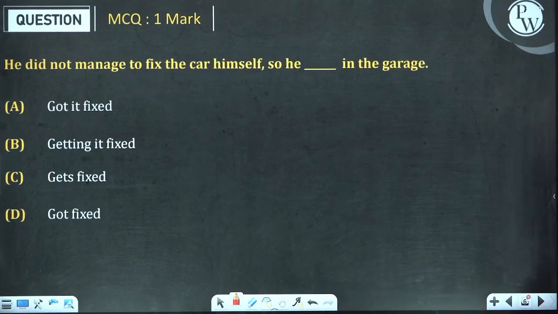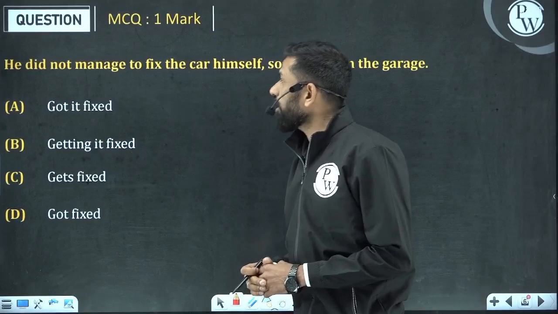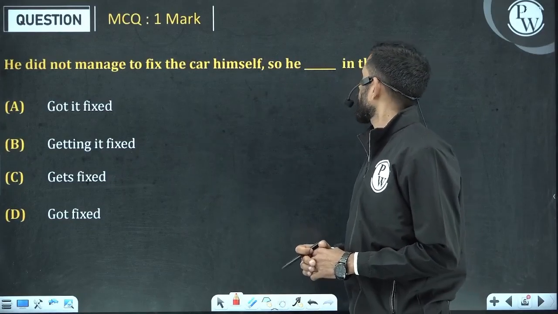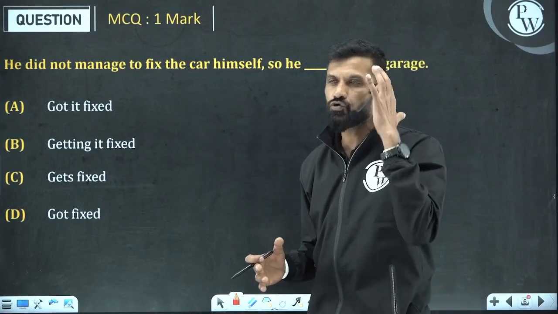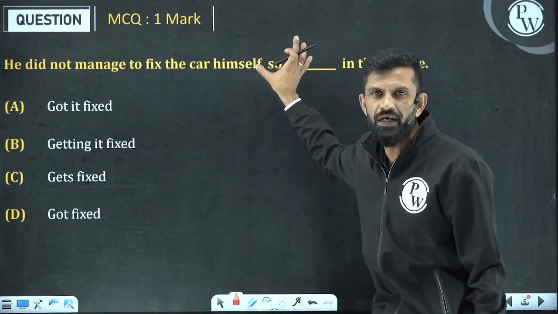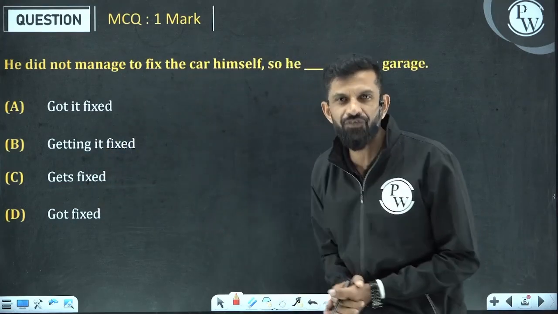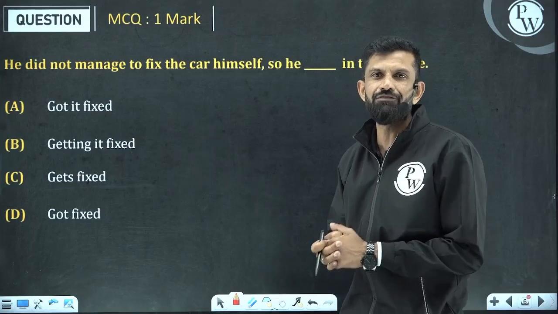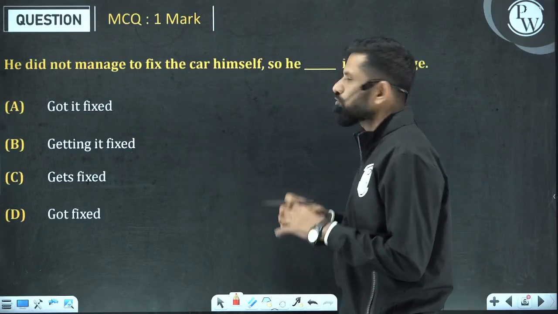Next question, here on the screen you can see again from English. It is, he did not manage to fix the car himself, so he dashed the garage. So my dear friend, here you have to use a proper option that will be suitable. You have to fill this blank with proper wordings, these phrases also it can be. They can give you phrases as well.